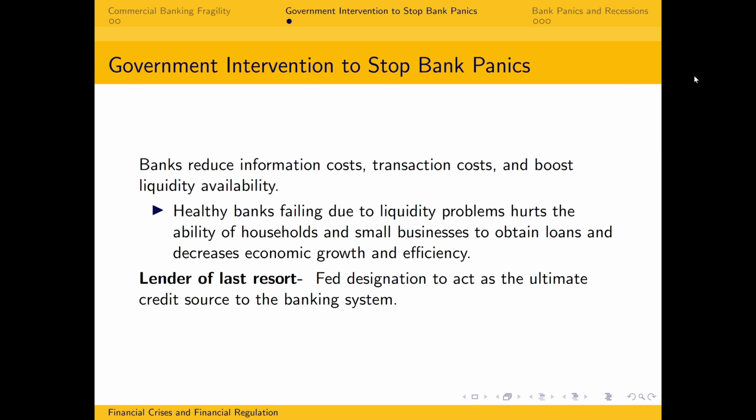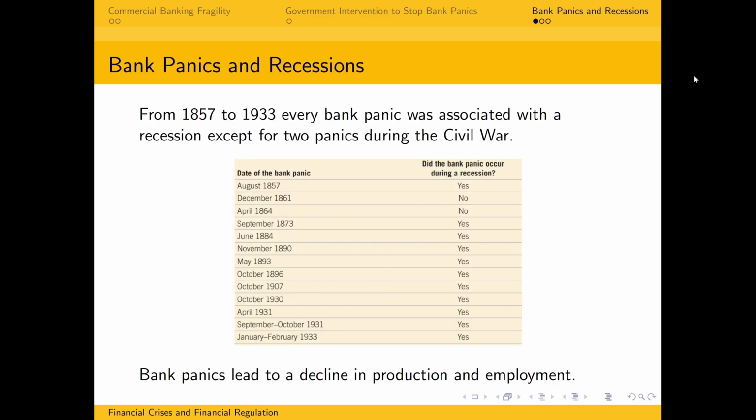And this is just a Fed designation to act as the ultimate source of credit to the banking system. And with commercial banks, we usually see the Fed acting as a lender of last resort to otherwise healthy banks that are experiencing some sort of bank run. So we're not thinking of the Fed just giving out loans left and right every single time a bank makes a bad investment. They're really targeting just healthy banks that have some sort of short term, temporary liquidity crisis.